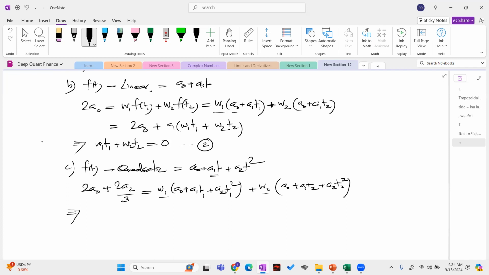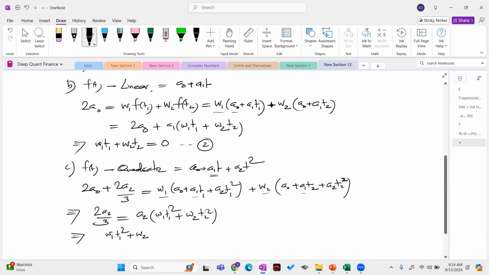And if you take A1 common, you get W1 T1 plus W2 T2, which is 0. So on the right hand side, the 2 will get cancelled. We get 2A2 by 3 equal to, if you take A2 common, W1 T1 square plus W2 T2 square. So from here, my third equation is W1 T1 square plus W2 T2 square equal to 2 by 3. Okay, equation 3.